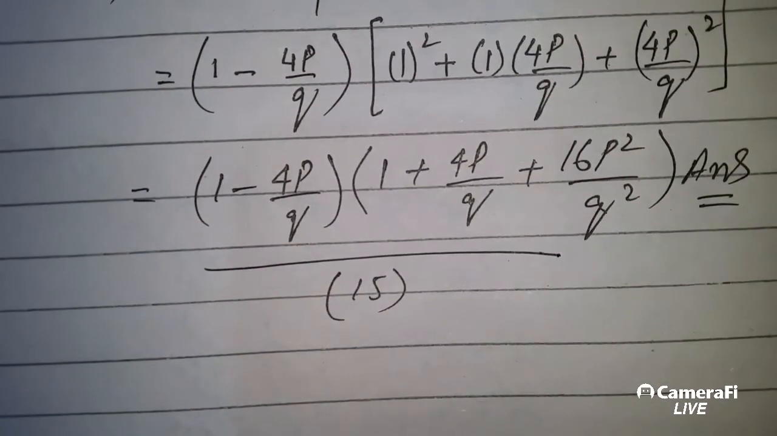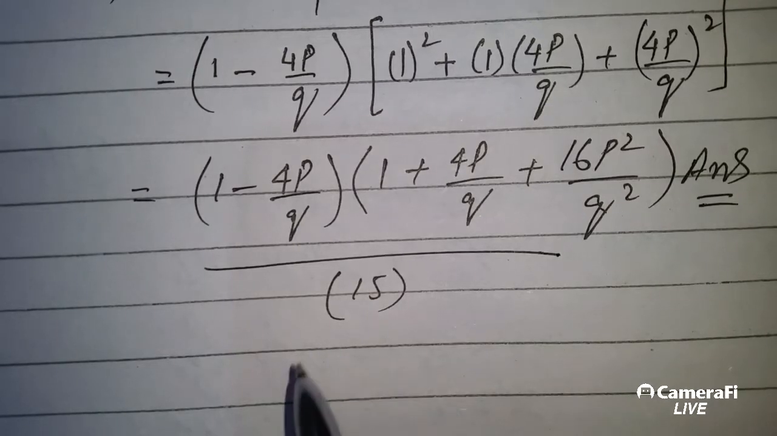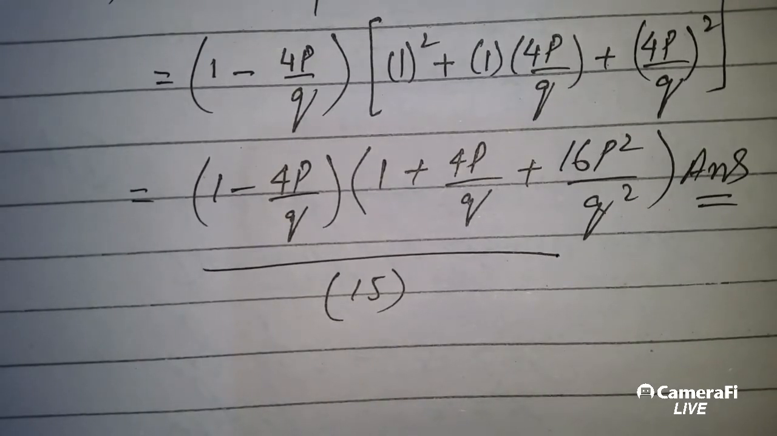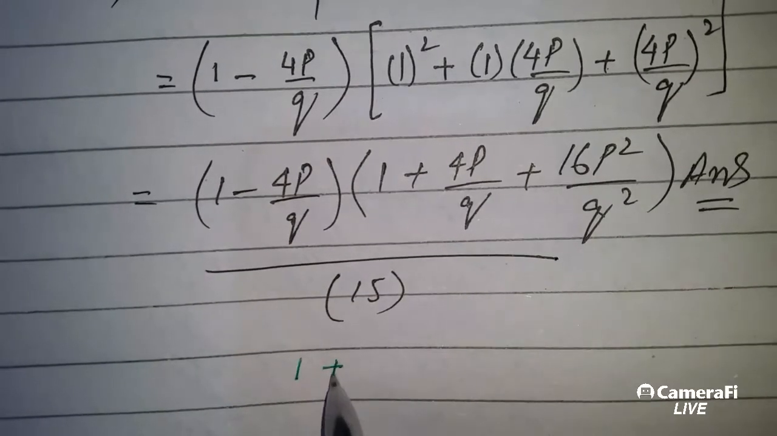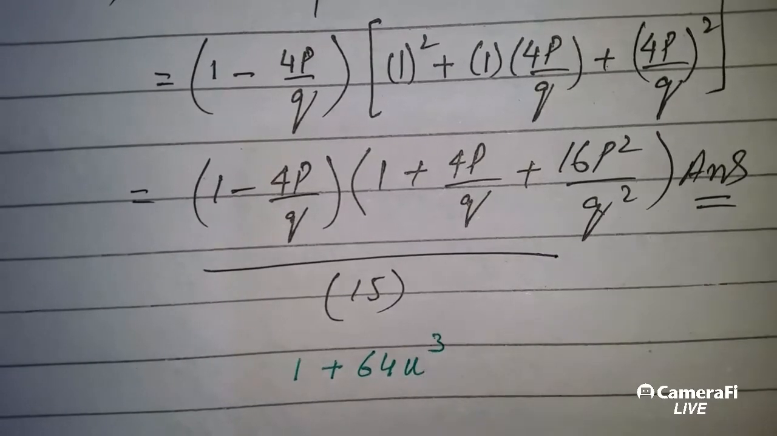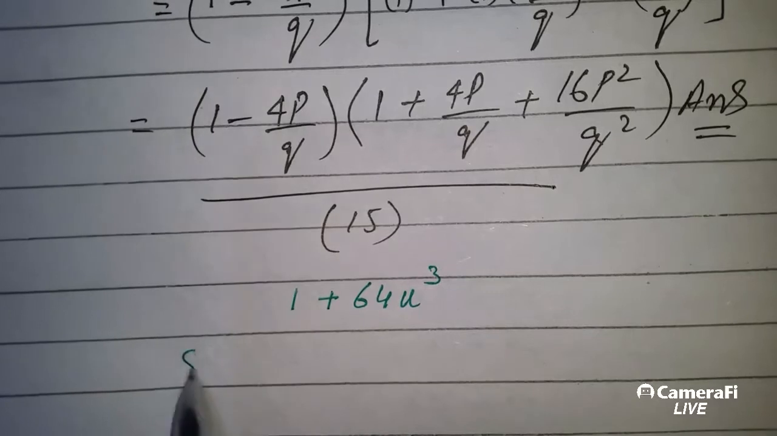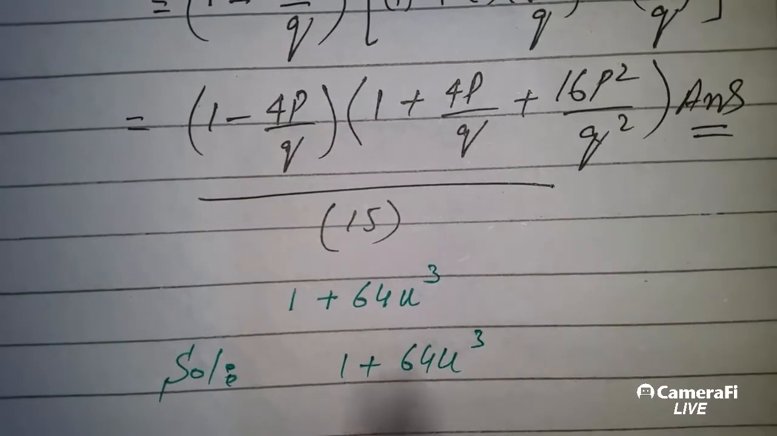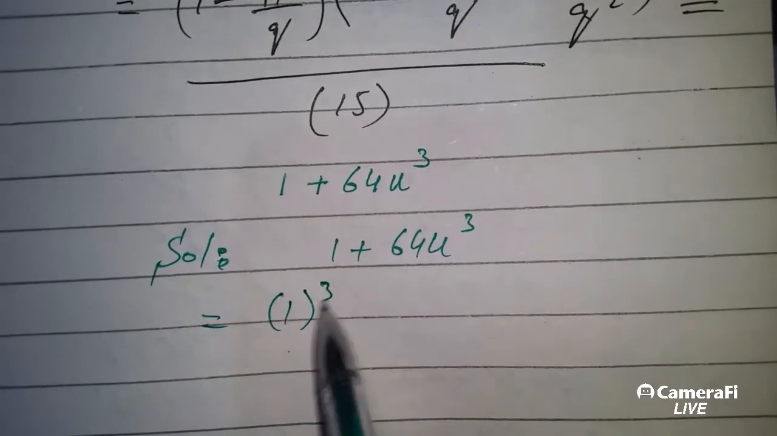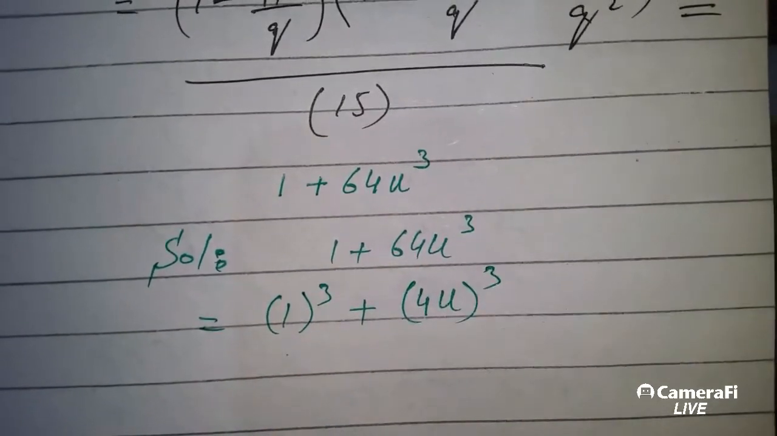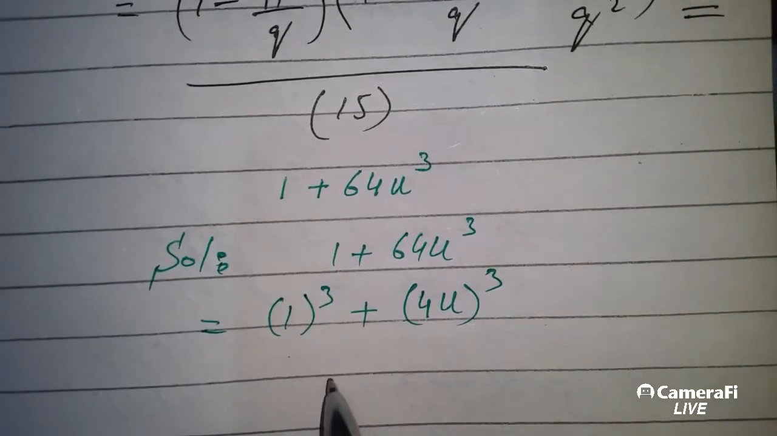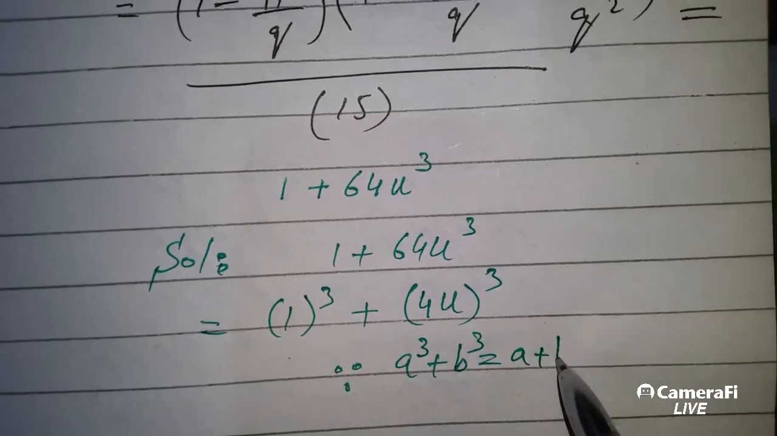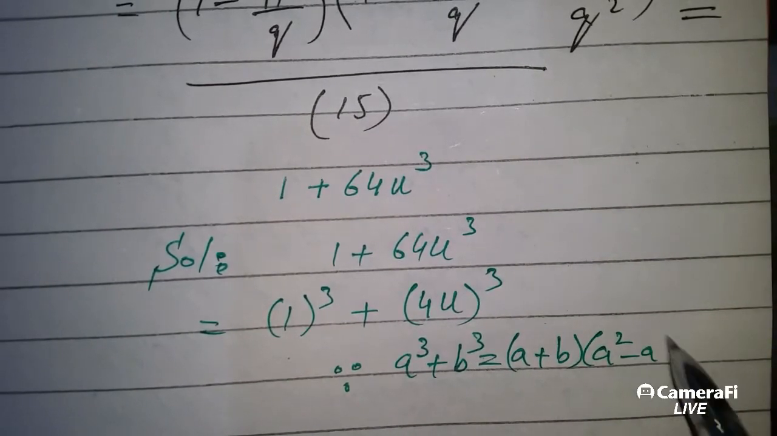Next question is question number 15. And question number 15 is 1 plus 64u cube. Just applying the cubic formula. Cube of the first term plus cube of the second term. As we know, a cube plus b cube equals a plus b, a square minus ab plus b square.